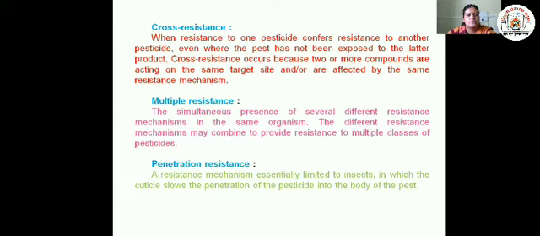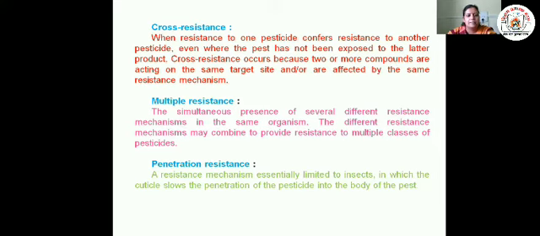Next is cross resistance. This is when resistance to one pesticide confers resistance to another pesticide, even where the pest has not been exposed to the latter product. Cross resistance occurs because two or more compounds are acting on the same target site or are affected by the same resistance mechanism. Next is multiple resistance, the simultaneous presence of several different resistance mechanisms in the same organism. The different resistance mechanisms may combine to provide resistance to multiple classes of pesticide.